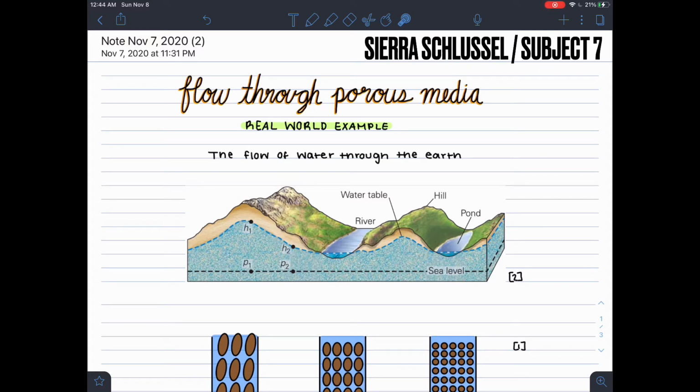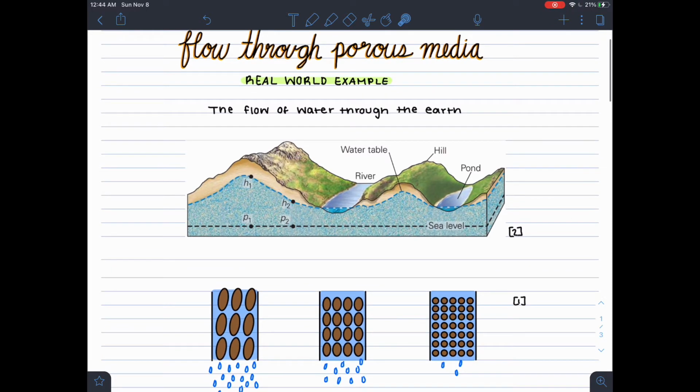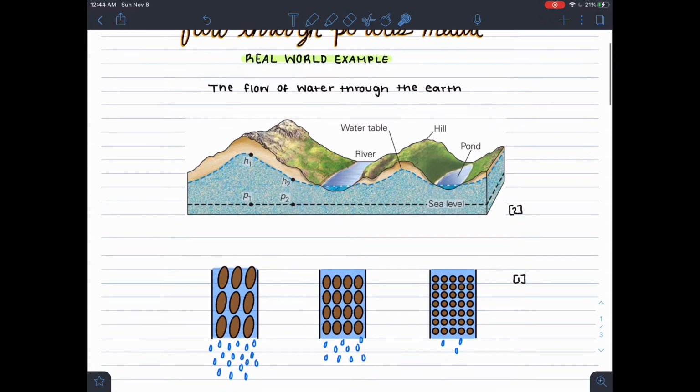So today we will be looking at the flow through porous media, especially the flow of water through the earth, which can also be referred to as groundwater. There have been countless measurements that have confirmed that groundwater indeed flows and in some cases can move at great distances under the ground.